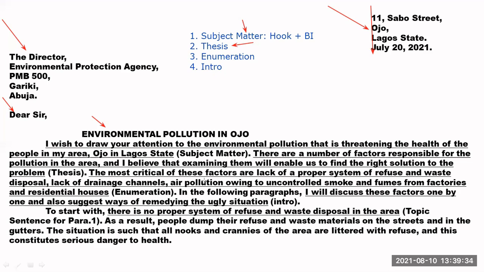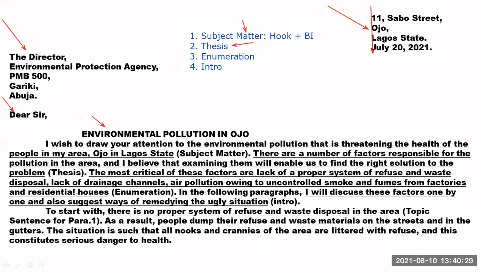Now, let's read. The most critical of these factors are lack of a proper system of refuse and waste disposal, lack of drainage channels, air pollution owing to uncontrolled smoke and fumes from the factories and residential houses. You see, you have listed those things you want to discuss. So what happens here is that you are using a style of writing that I discussed in one of the essay writing videos I uploaded, and that is the inverted pyramid style of writing. I discussed that when I created a video on the secrets of writing an article that scores high.